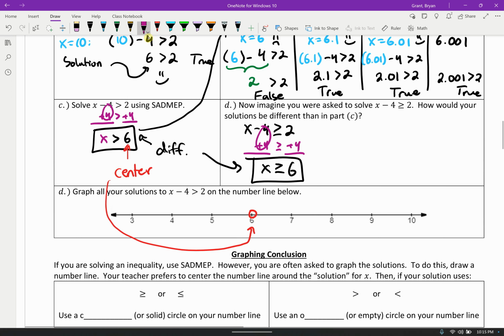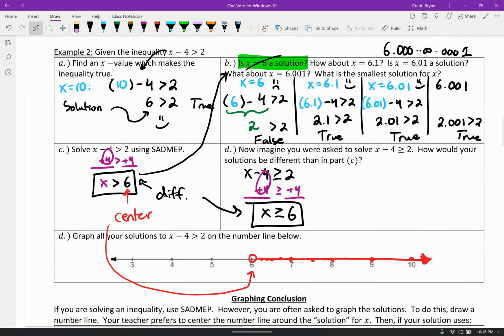Then I like to go through and think, what are some possible solutions? What are values that are greater than 6? Well, 7 is larger, and 8, and 9, and 10. And then we saw up above that 6.01 and 6.001 and everything like that looks good as well. So I think what we can do here is connect from 6 all the way over to the right. But what do we actually do at 6?